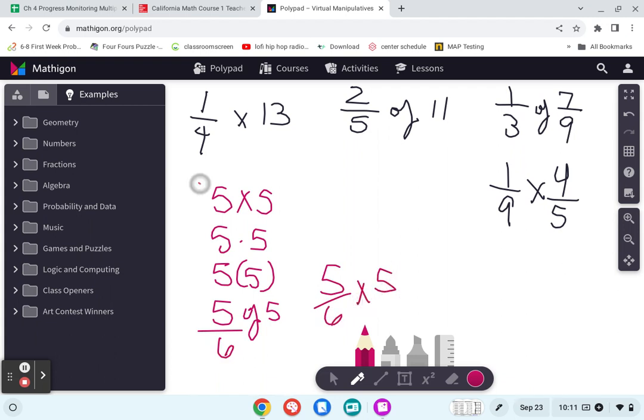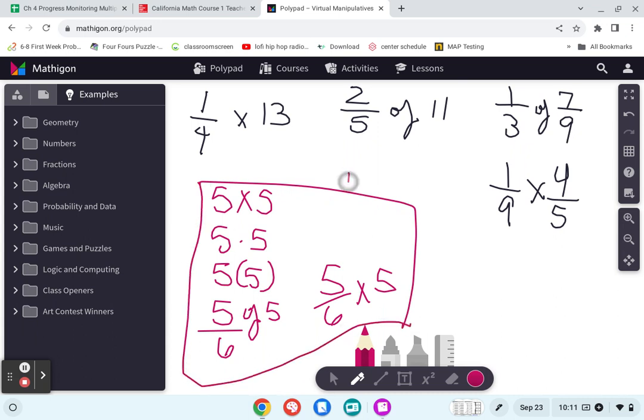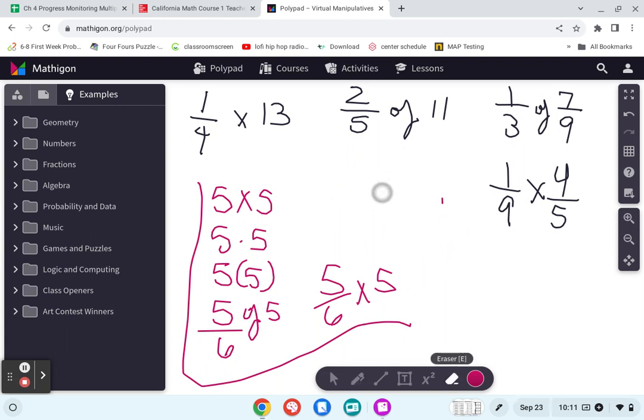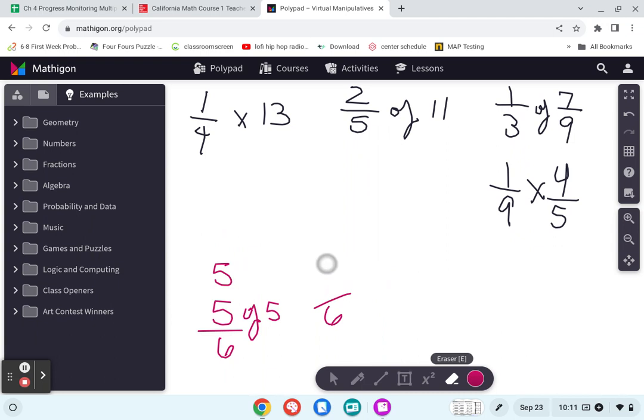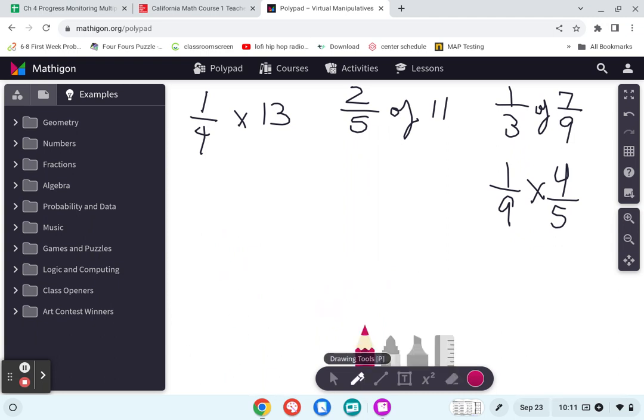So if you need to write down this as an example of how multiplication could look, then go ahead, pause the video and write it down because I am going to erase it all. But I wanted you to know that these are all just the same examples of how we can see a multiplication problem. Now we are talking about fractions, so let's go ahead and get into that.